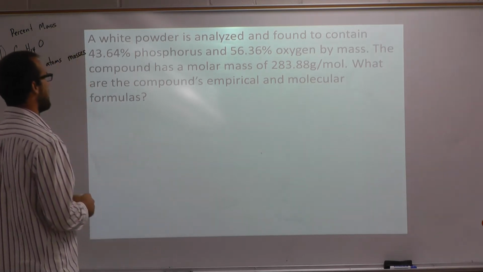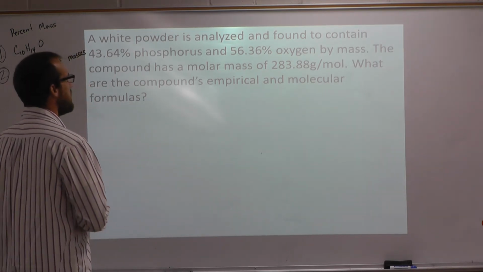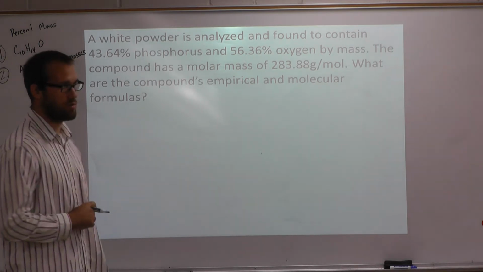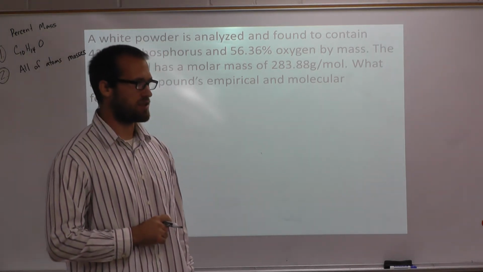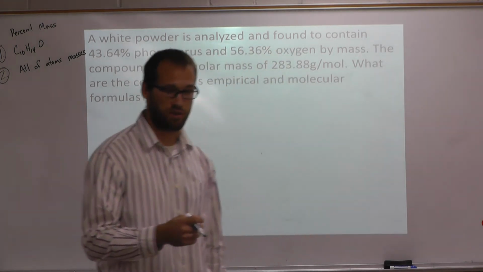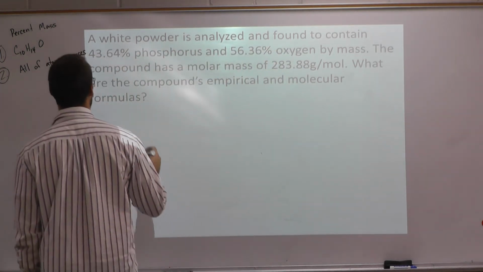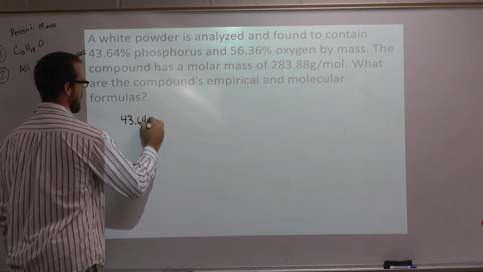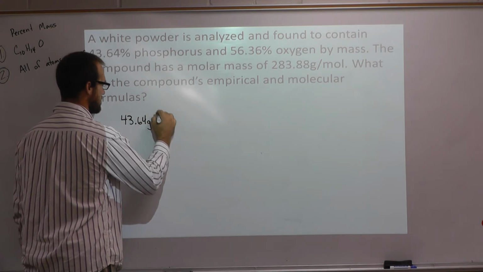Okay, a white powder is analyzed. It's got a certain percent mass of each of these. What can we assume, again, to start this process? We have percents, so we're going to assume what? Out of 100 grams of the total, which is going to take that percent and do what with it? It's just going to give us a mass, right?